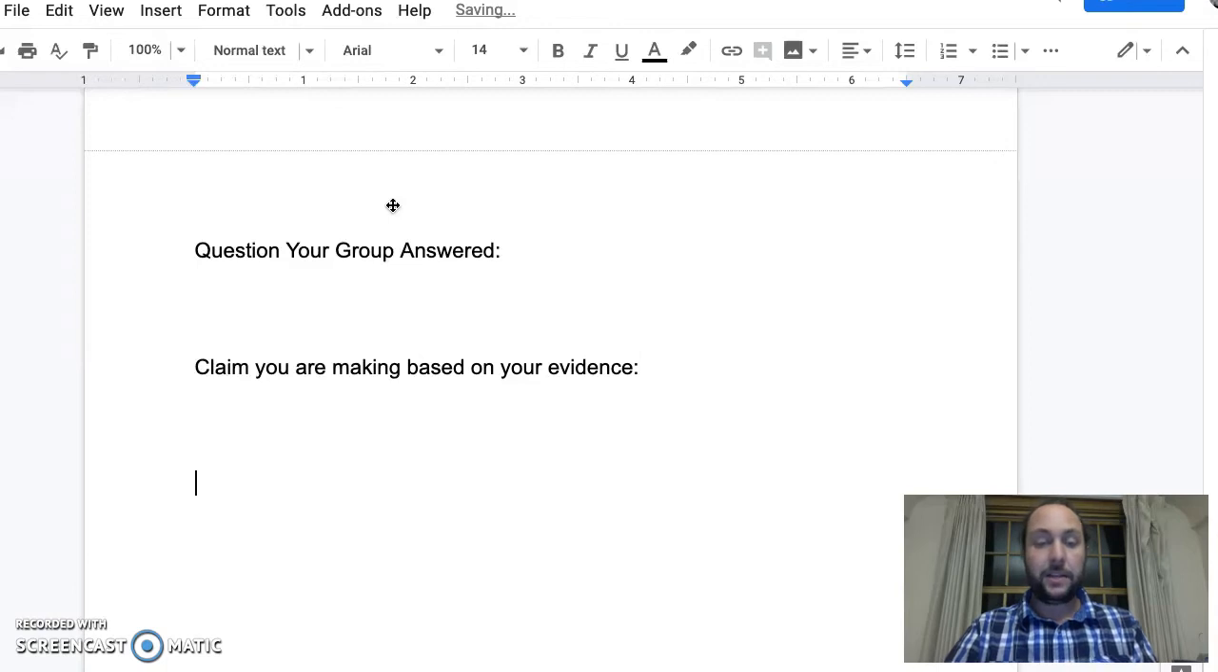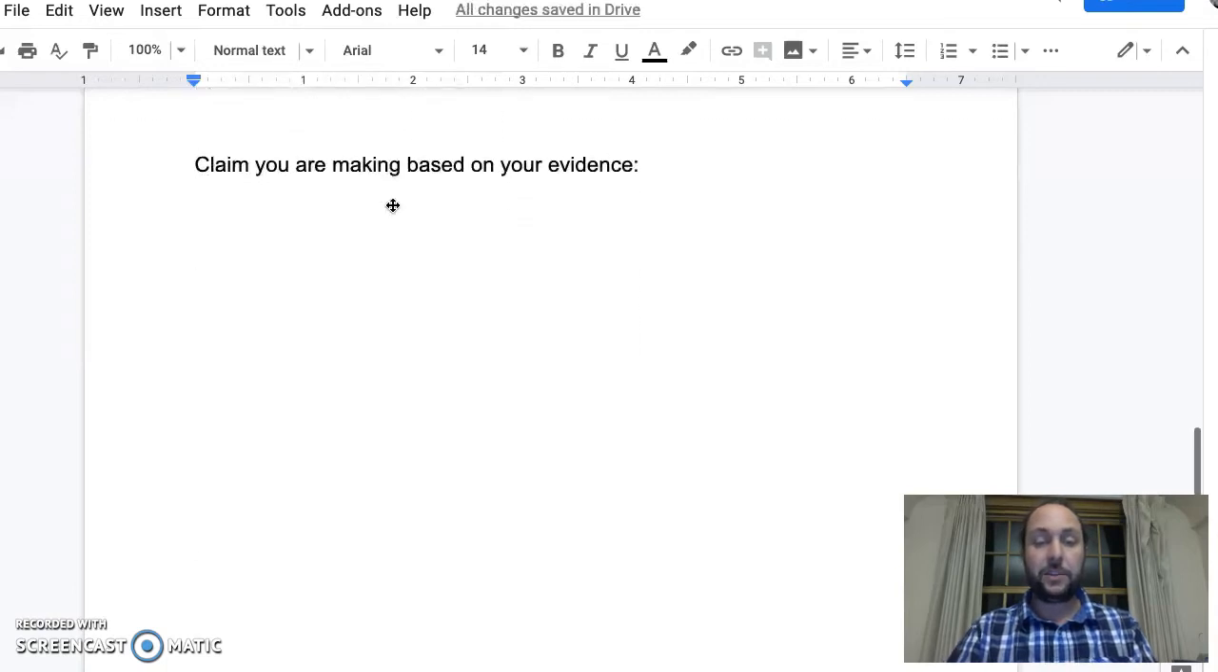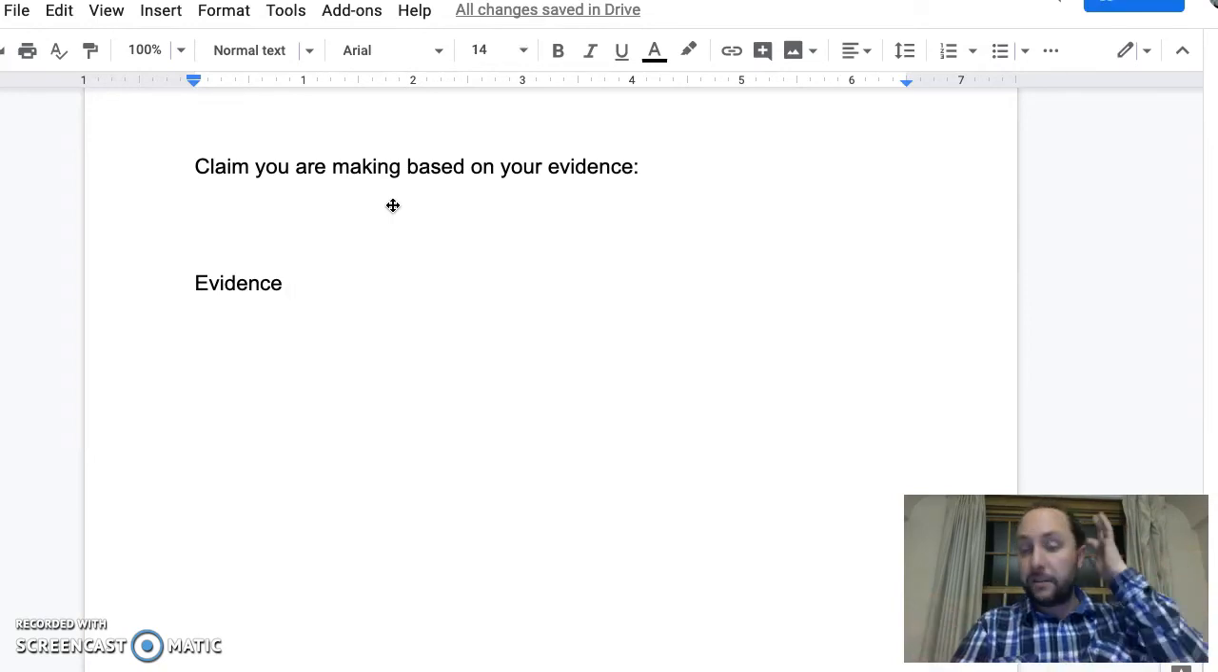Okay, and then I need you to divide the page into two sections. One section is going to be your evidence. Okay, and I need you to organize and present your evidence in some way that's visually appealing. A graph, a table, maybe simplified diagrams of how you collected data on the behavior of the termites.